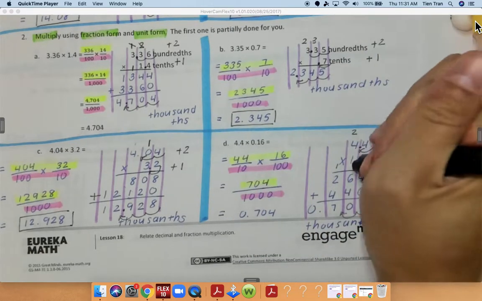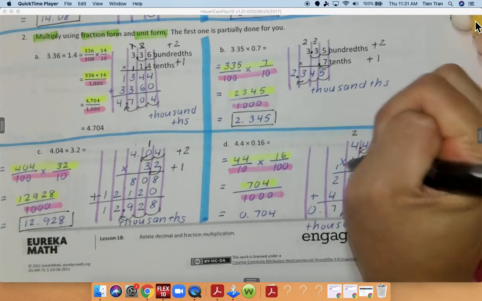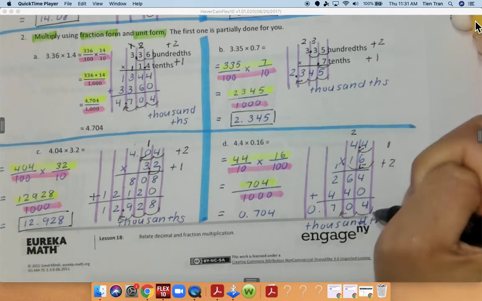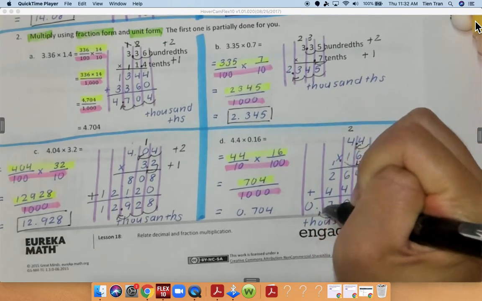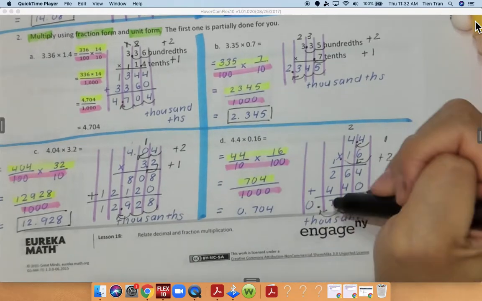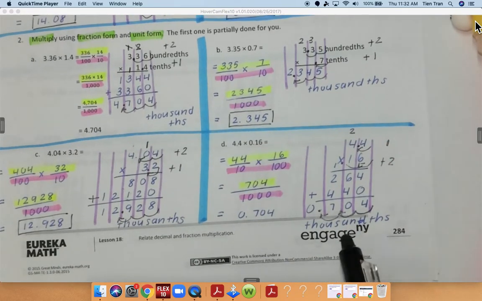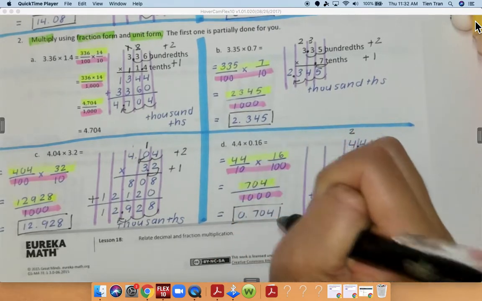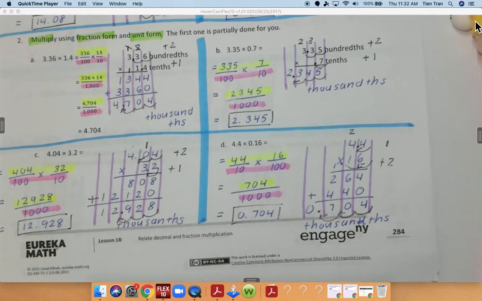Oh, this is 0.16. So you actually have to move this twice and this one once. So that is going to give you your decimal right there, which is 0.704, or you can say it as 704 thousandths.